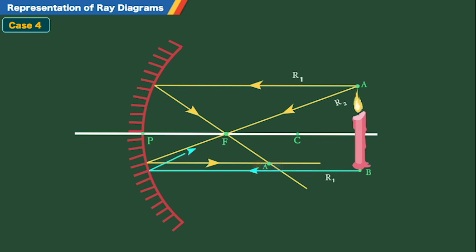We take two rays R1 and R2 emanating from the bottom of the candle. These two rays strike the mirror and they get reflected. The reflected rays meet at point B. We can observe that the image of the candle is inverted and diminished.